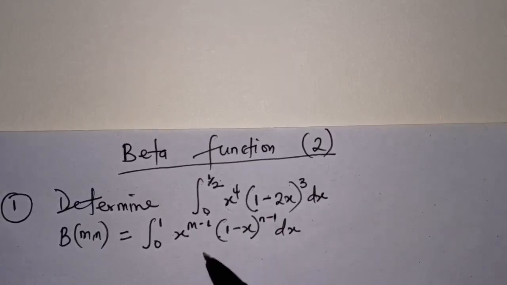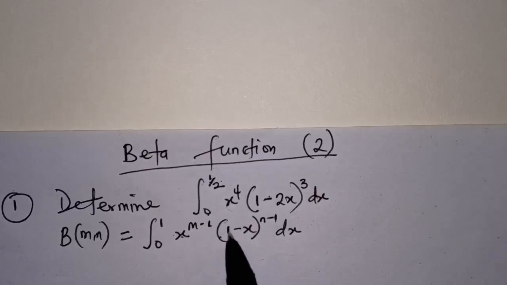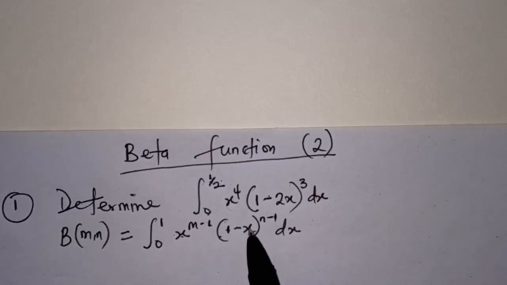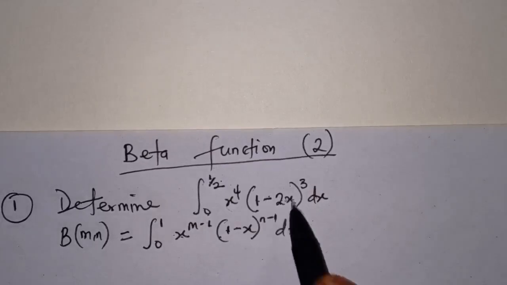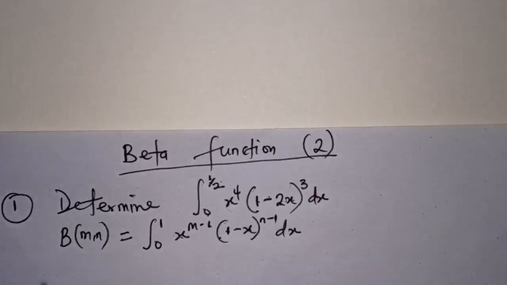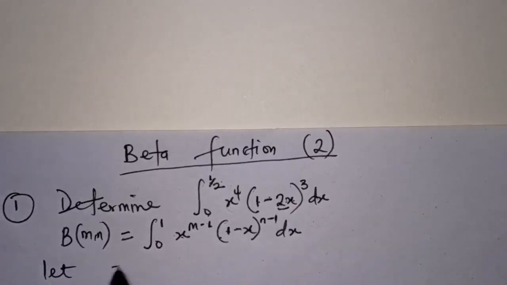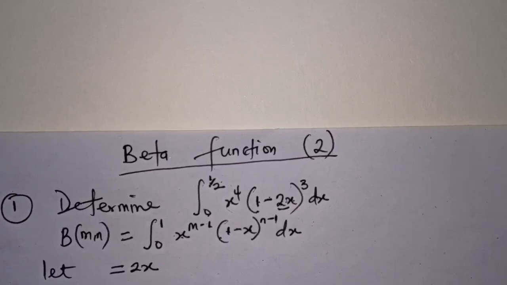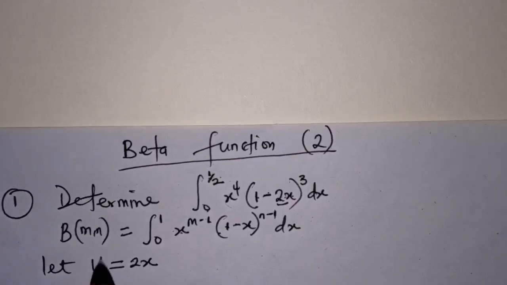This is how we start. If you look at this bracket, I have 1 minus x, but what do I have here? 1 minus 2x. So I will say let this 2x be equal to a new variable such as u.